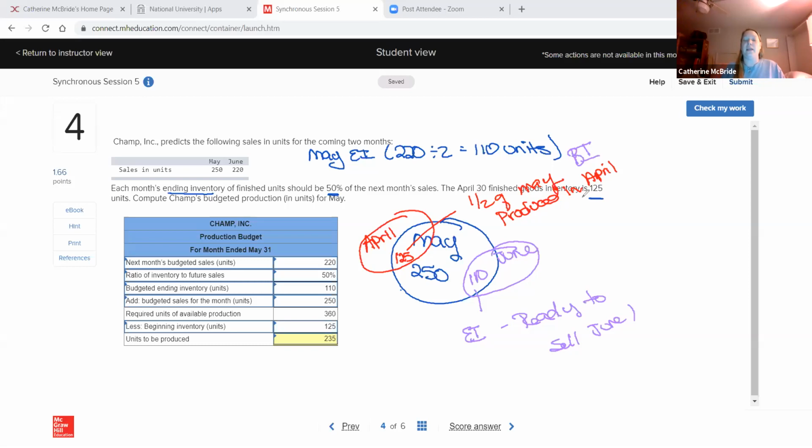And so when you look at it in total, and you're saying, well, how many units in total do we need to produce? We have to produce the 125. We already have that. We have to produce the 250. We have to produce the 110, but we already have the 125. And that's where we get our 235. Does that make sense?